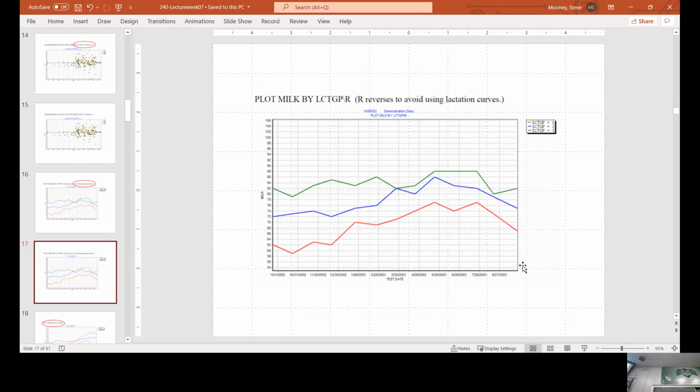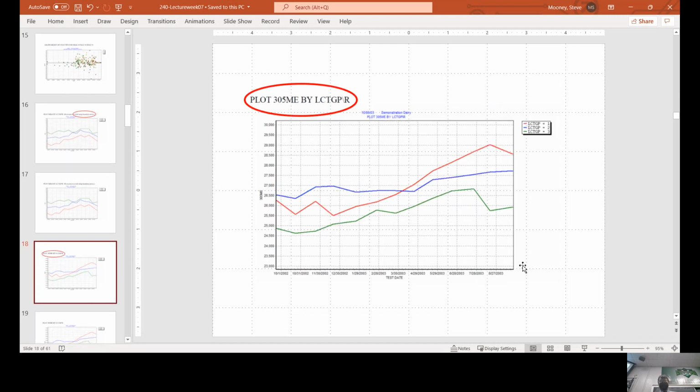So focusing on what's going on now, as opposed to the objection to not including that, would just give us standard lactation curve plots. So mature equivalent, 305 mature equivalent. What is that about? Does anybody know?